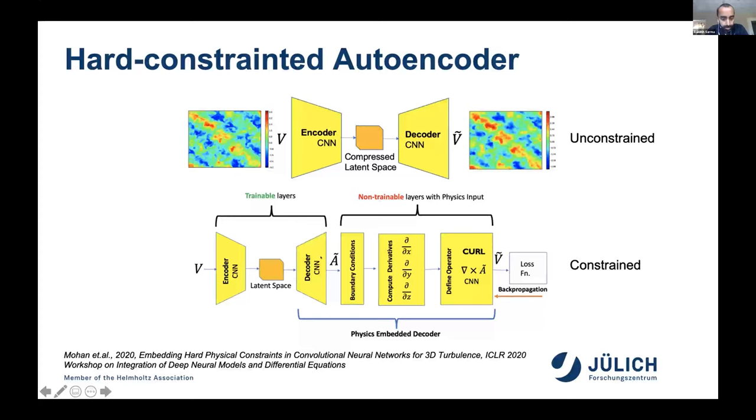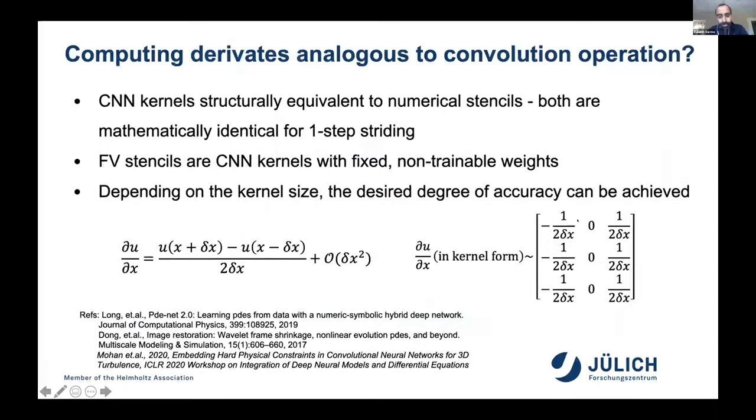In the constrained case, for the final layer of the decoder network, they put this as the velocity potential actually, and then they apply the derivatives there and finally take a curl. Once you take the curl, you have the velocity field itself, and then you put that into the loss function so that these two match. That's a very nice way to embed the physics into the network itself. But what is even more interesting is how they actually compute these derivatives.